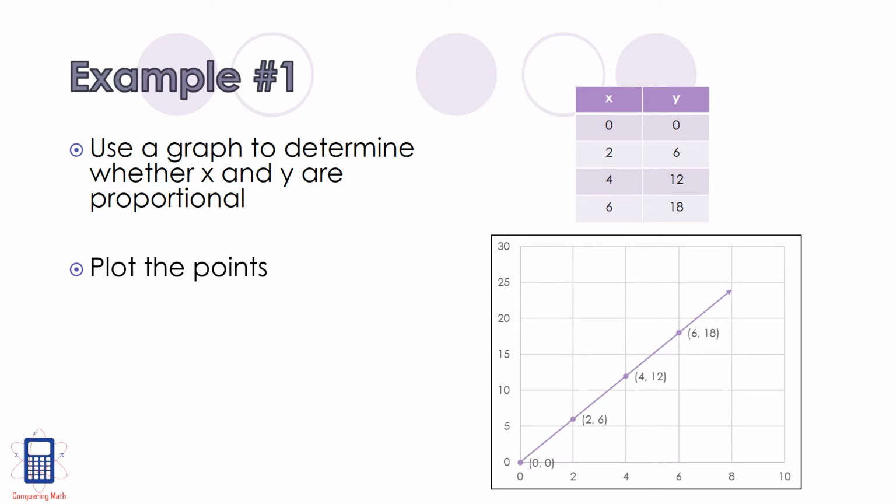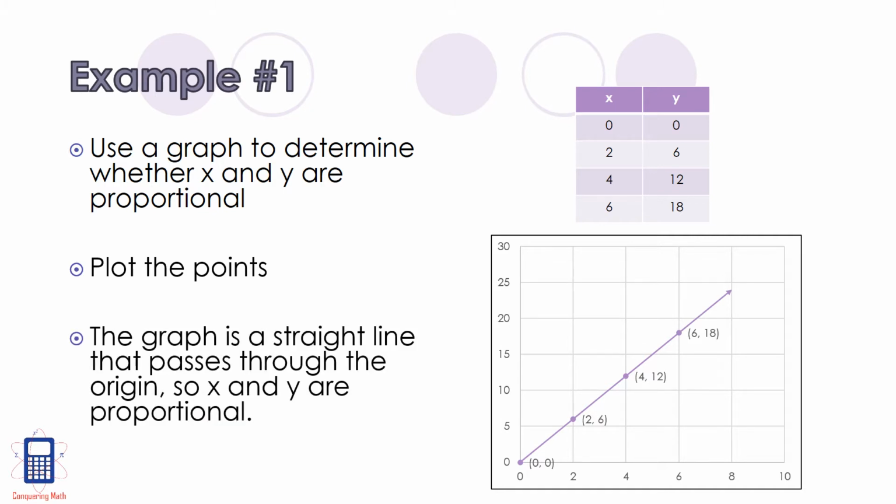And make sure that when you're doing this, you're labeling the axes and that you've labeled each of the points and connected them with a straight line, just like I've done in the graph there. Make sure you use a ruler. Now, if we take a look at this, we notice that the graph is a straight line, and it passes through the origin, and so this is the definition of a proportional relationship's graph, so that means that x and y are in fact proportional.